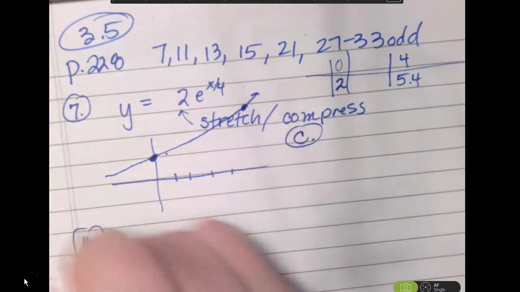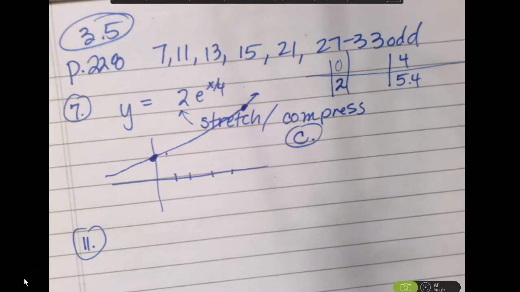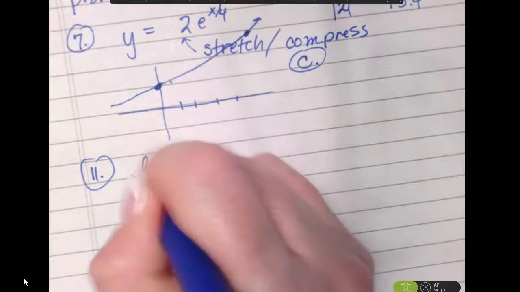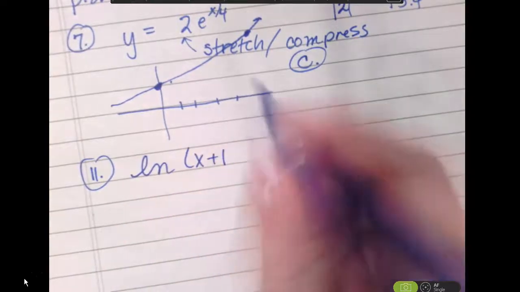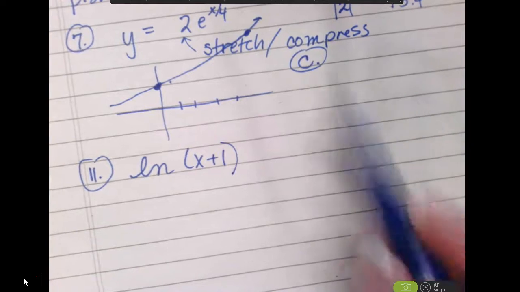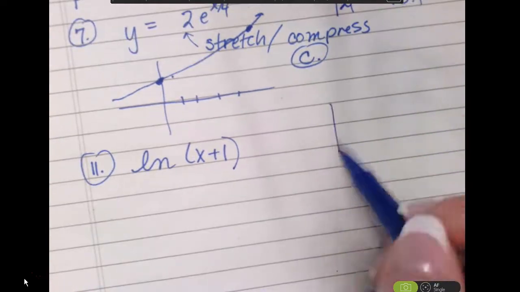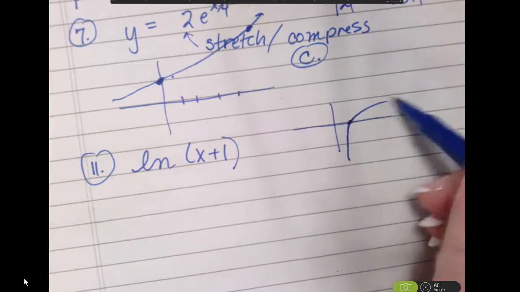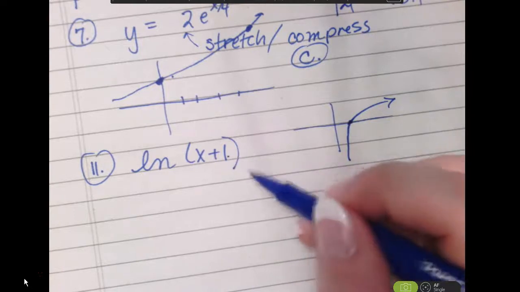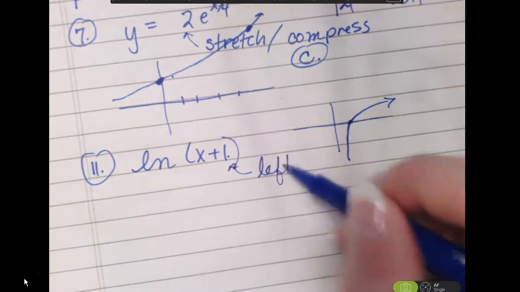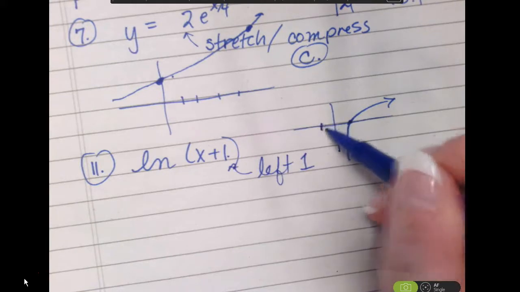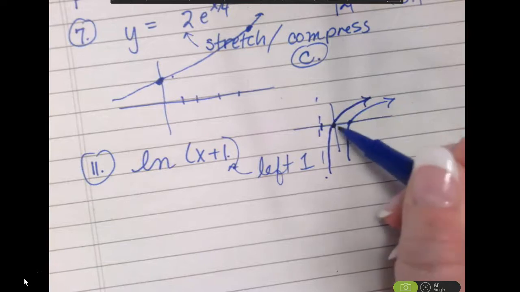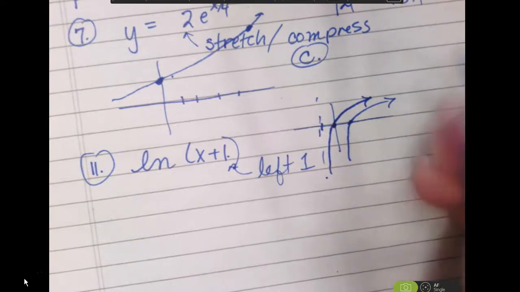In number 11, I've got a logarithmic equation, or a natural log. So for the natural log of x plus 1, I'm expecting to see my natural log function, which is going to look exactly like the logarithm function. So here's the parent, and then plus 1 is going to be left 1. So I'm expecting to see something with a vertical asymptote at x equals -1 and crossing at the origin. So that is going to be choice D.